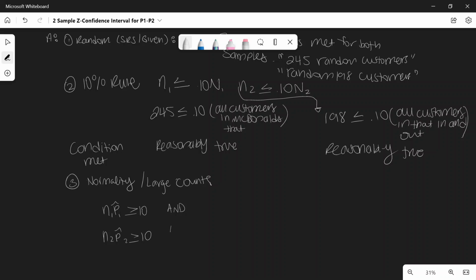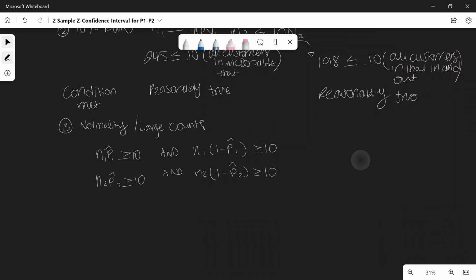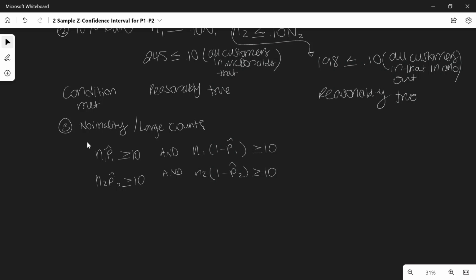And N1 times one minus P1 has to be greater than or equal to 10. And this has to be true for both samples. So these conditions have to be true. And these you can actually check because you do have N1 and you do have P1. So let me go ahead and check those.